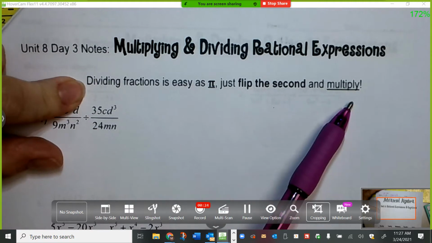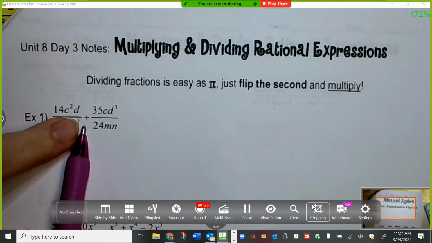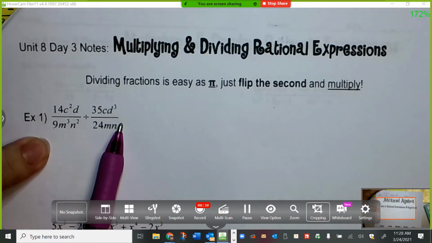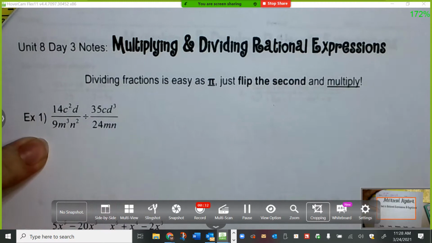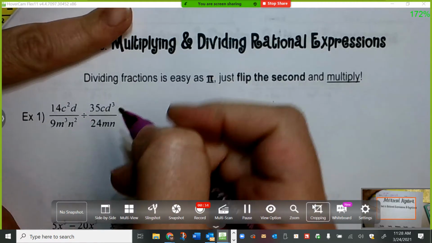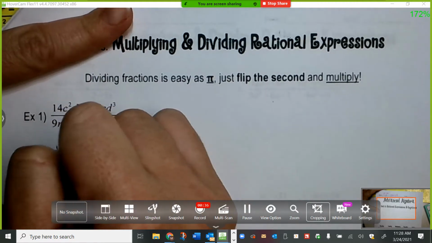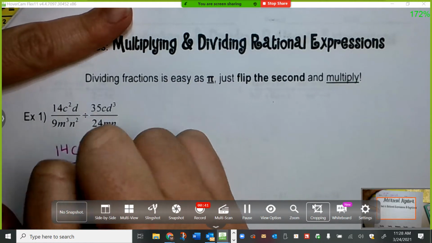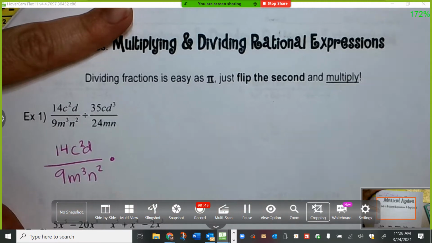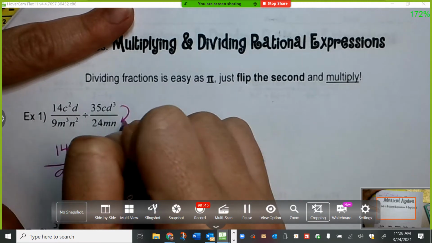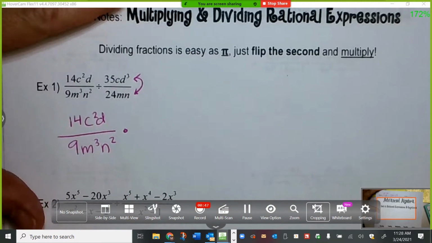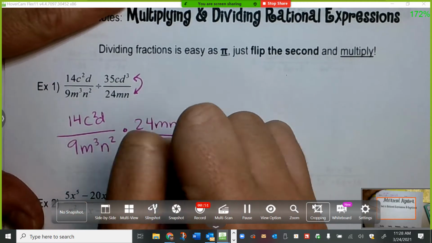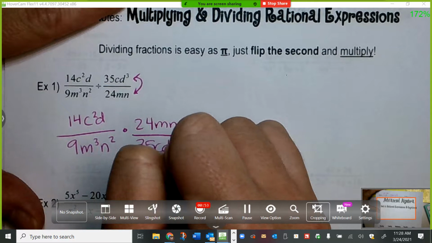It says, dividing fractions is easy as pie, just flip the second and multiply. So when you have division like this, you flip the second thing, whatever's after the division, and then you just multiply. Let's rewrite the first thing because that stays the same. We change it to multiply, and we flip what's after the division sign. So it becomes 24mn over 35cd cubed.